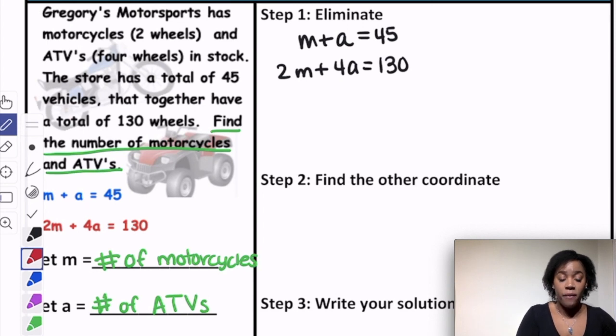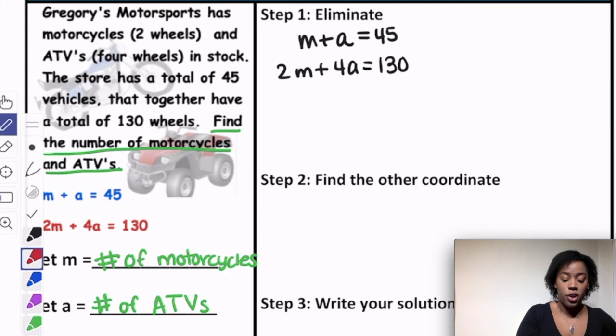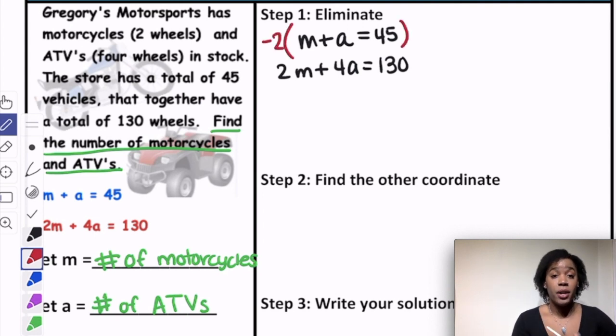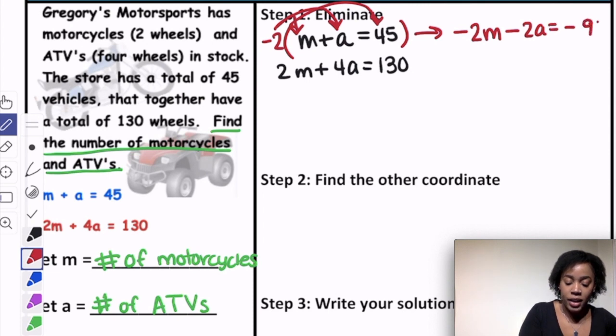So I see that the coefficient of M in the second equation in the system is 2. So for the first equation in the system, I need the coefficient to be -2. That way we get the perfect conditions. I know you all said it with me. I'm going to distribute that -2 into the parentheses. So I'm going to have a new equation in the system. Now it's going to be -2m minus 2a equals -90.